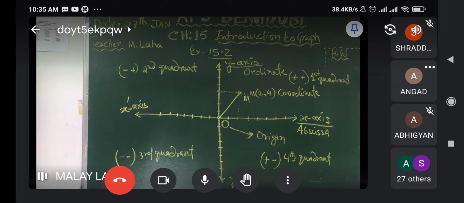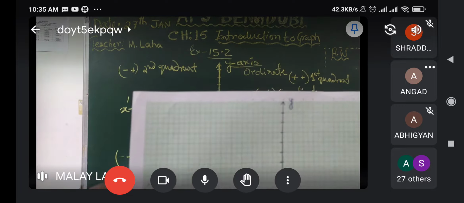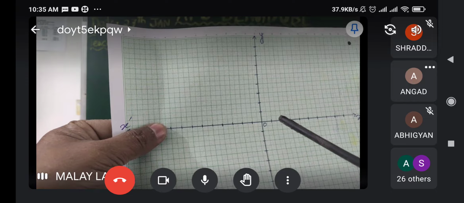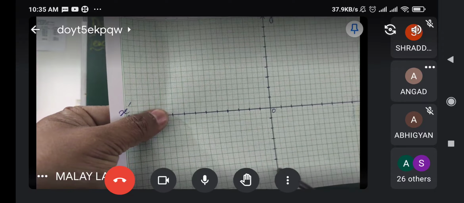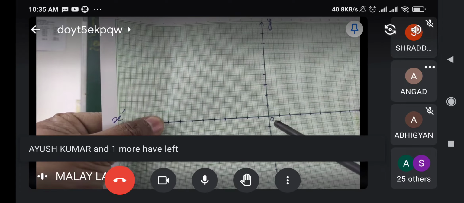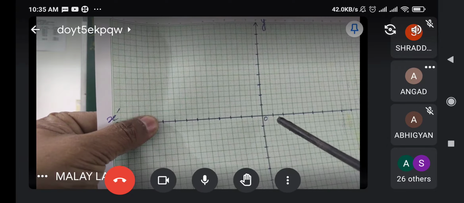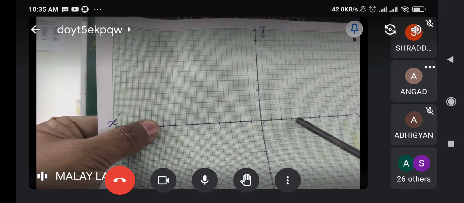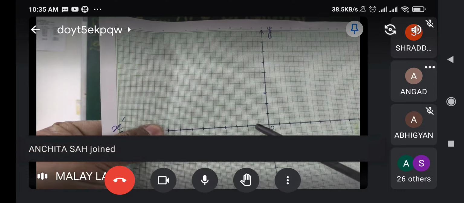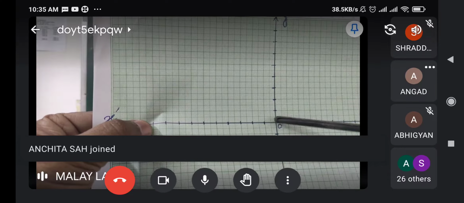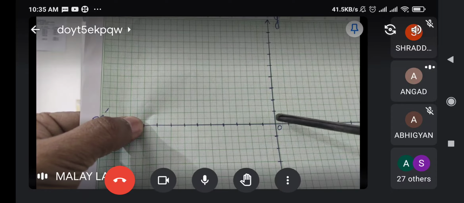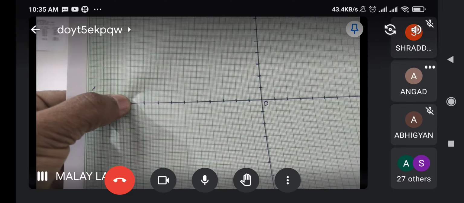the very important parts I have mentioned here. The x-axis and y-axis intersect at a point. Suppose this is your graph paper, the x-axis and y-axis intersect at O. Clear? If we move in this direction, positive. If we move in this direction, negative. If we move upward, positive. If we move downward, negative.